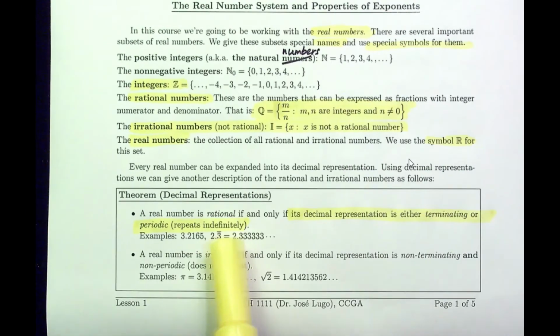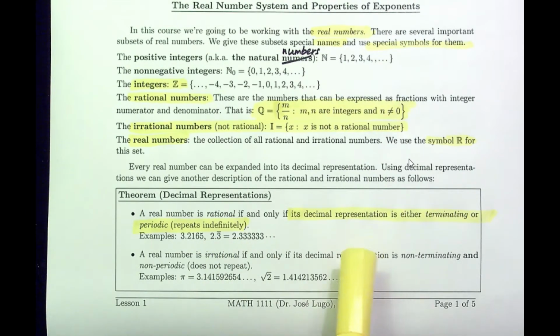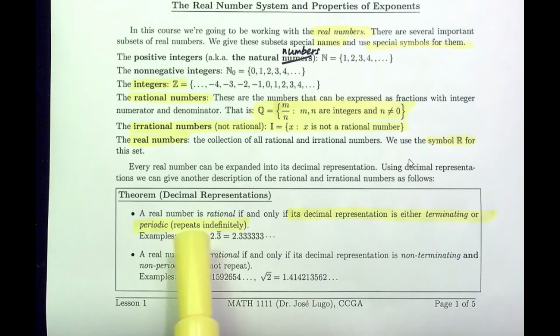And then this one, 2.3333 forever, is also rational. If you remember, 0.333 forever is a third. So that part can be expressed as a fraction. So all the real numbers that either stop or have a repeating decimal part are rational numbers. And all those for which the decimal representation does not stop or repeat are not rational, meaning they're irrational.